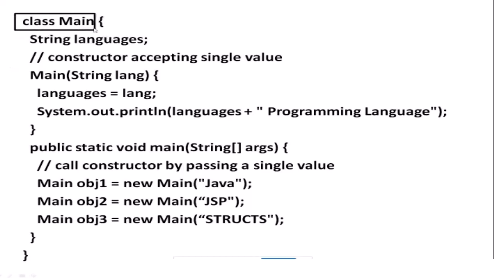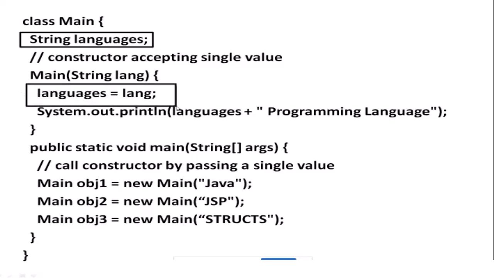Here your constructor has the same name as the class name, and the constructor with arguments is said to be a parameterized constructor. Here we have an argument. How many arguments do we have? Only one argument, String language. Now we have assigned languages equal to lang. So here String languages, and we assign languages equal to lang.